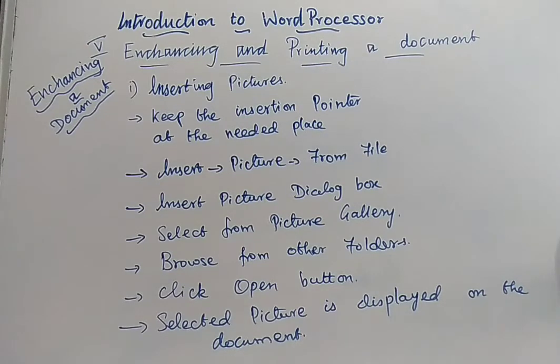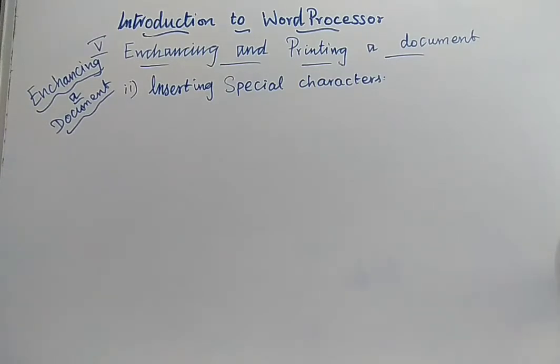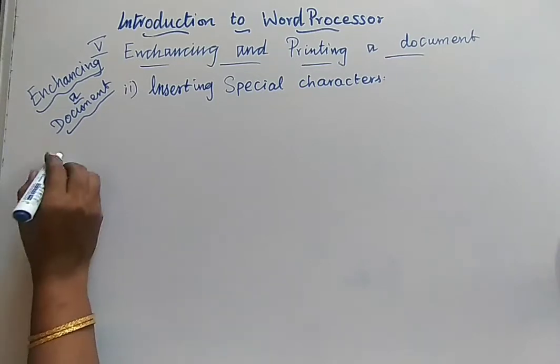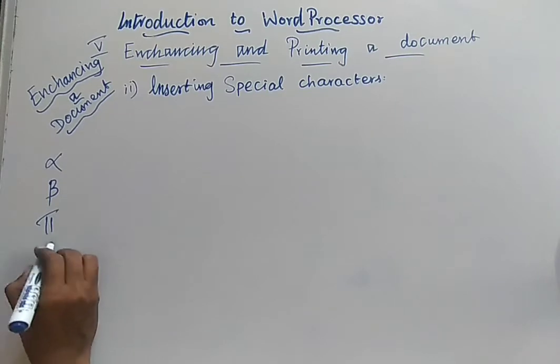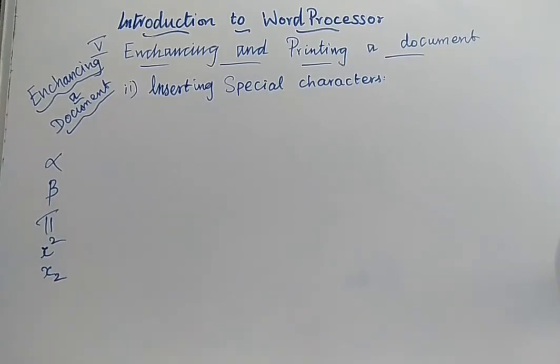Next we are going to see how to insert special characters. Why do you need special characters? For example, if you are going to type a mathematical equation or a chemical equation, there will be exponents. There you will have alpha, beta, the pi symbol, x to the power, x to the base, and other expressions of the equation. For that we need to insert special symbols.